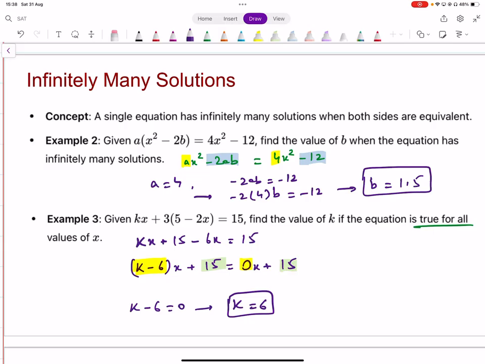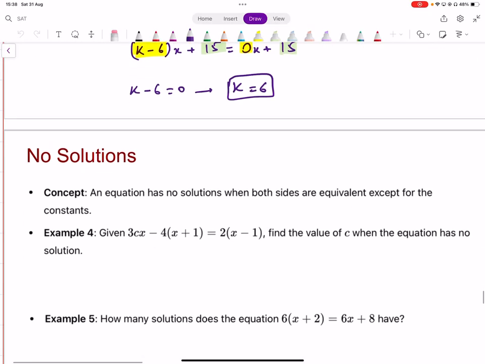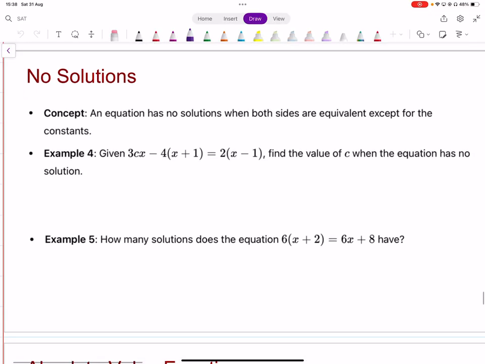Is that okay? So infinitely many solutions or true for all values of the variable, both of these things mean the equation has equivalent expressions on both sides. The left hand side and the right hand side, they're identical to each other, and you can compare them like this. No problems? Okay.